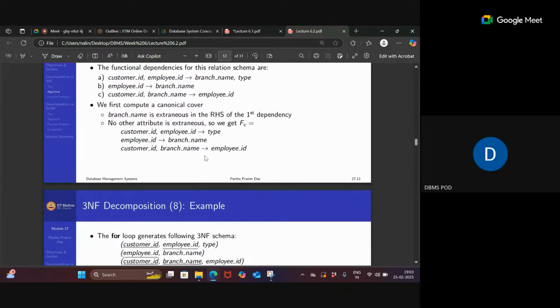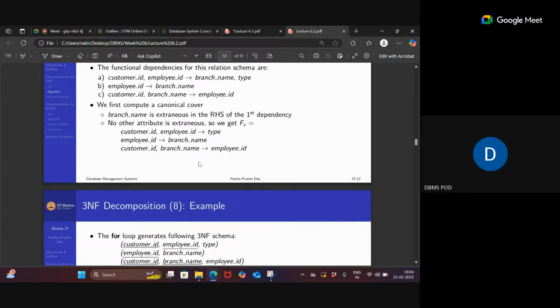Is it clear? How to find canonical cover? First, we will remove the extraneous attribute. After removing the attributes, we will see whether any FD is redundant. If it is not redundant, then we will get our canonical cover. Here, after removing the extraneous attribute branch name, all FDs are valid. There are no redundant FDs.